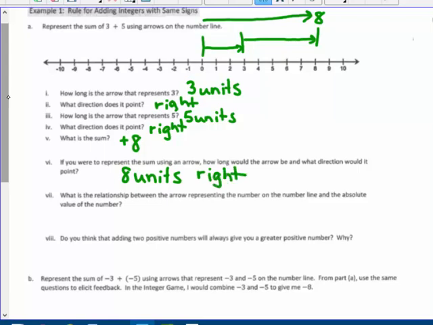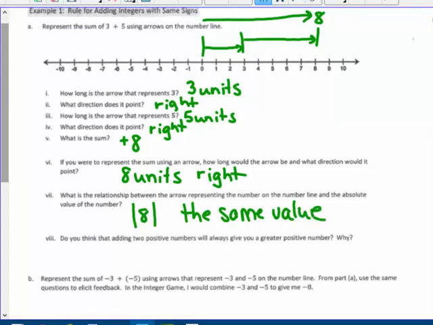What is the relationship between the arrow representing the number on the number line and the absolute value of that number? Well, they're exactly the same. The length of this arrow is 8, and the number is 8. And what's 8's absolute value? They're exactly the same. They have the same value. The length of the arrow and the absolute value of 8 is 8. The same value.